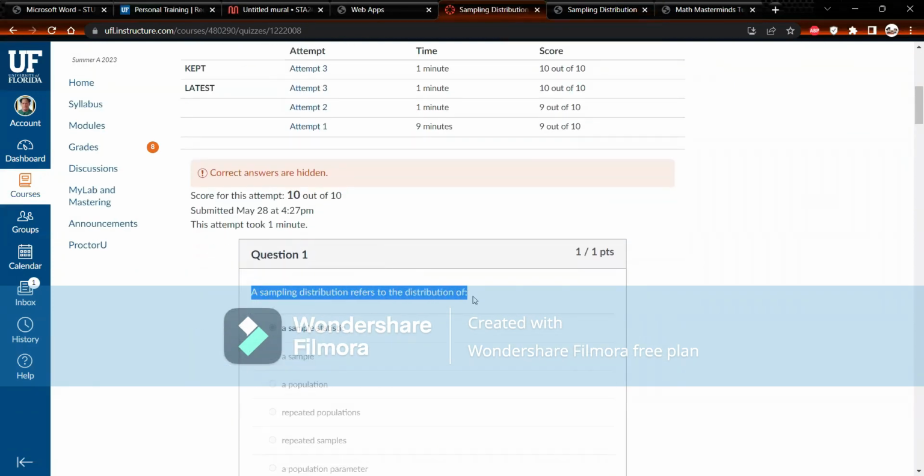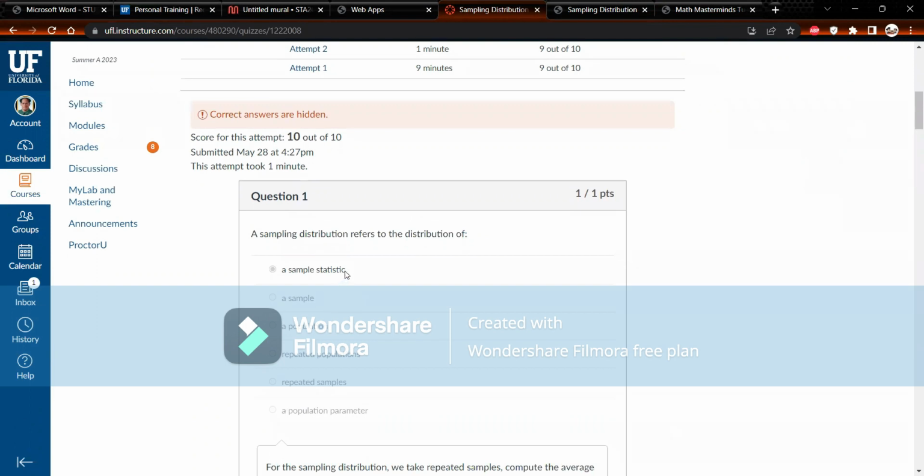A sampling distribution refers to the distribution of a sample statistic, and this is because sampling has to do with selecting a random sample to represent or estimate a population. Statistics has to do with an estimation of a parameter through a sample from the population, right? Parameter has to do with population, statistic has to do with sample. Otherwise, a sample statistic.